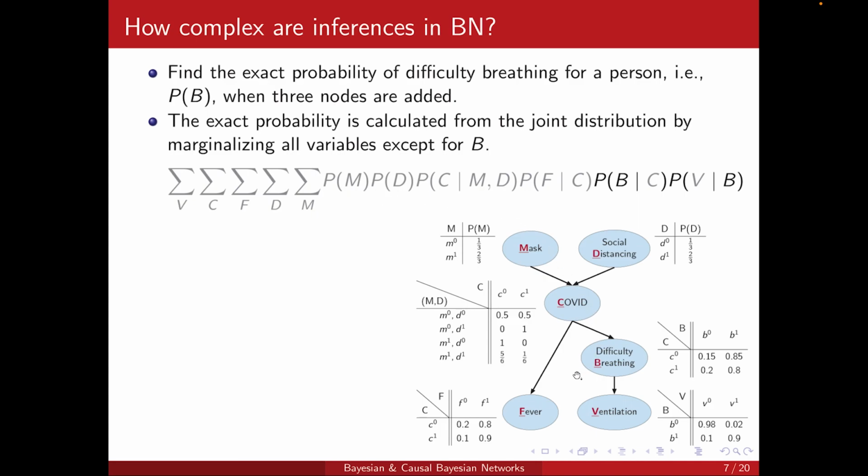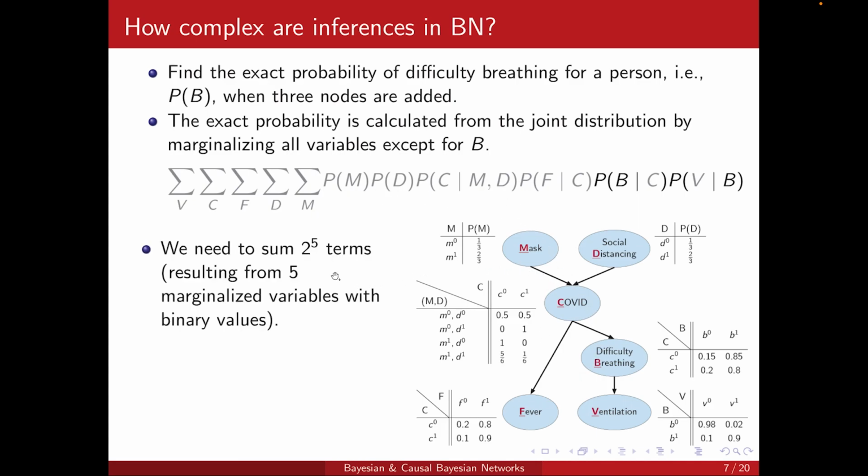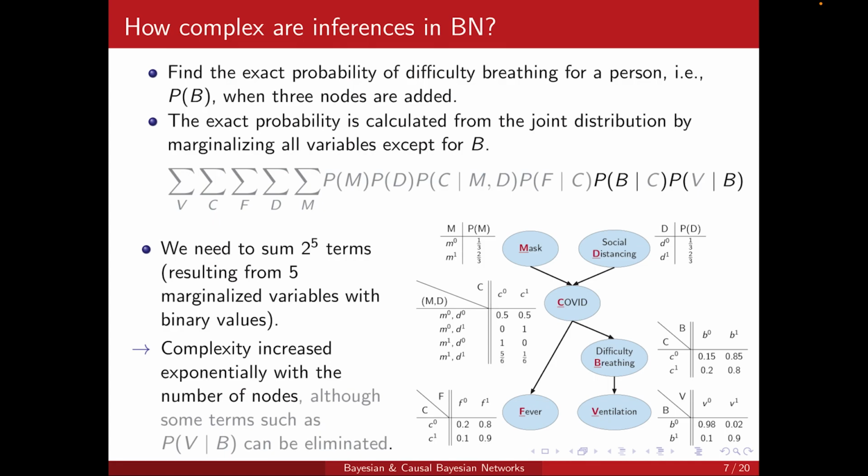It is now factorized according to this Bayesian network, and this means that we have 2 to the power of 5 terms, right? Each for one of these summations, 5 marginalized variables, and each are binary. So the complexity increased exponentially with the number of nodes compared to the previous example. Now you may say, well, for example, this one is quite simple. I can simplify it. P of V conditioned on V does not appear anywhere else, and this will be just 1. And you may apply some other techniques or tricks here. But in general, this is what we get.